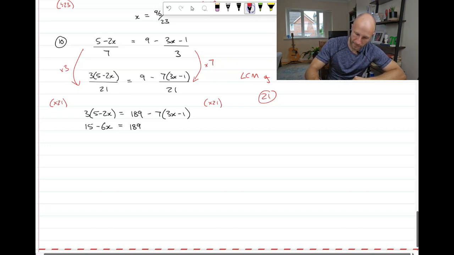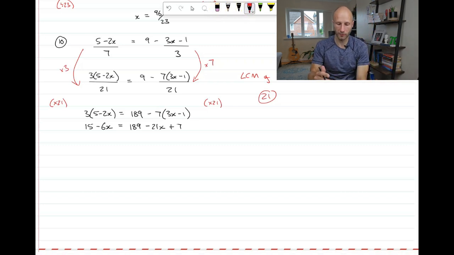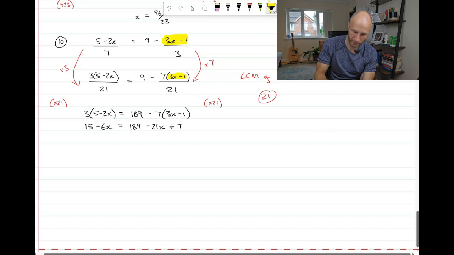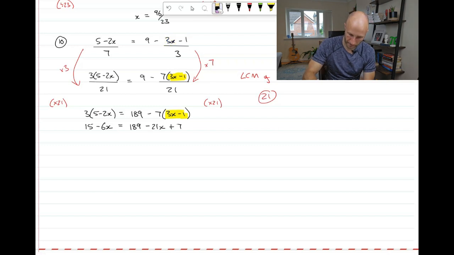But this, I'm going to get minus 7 times 3x. Be careful with those brackets. And I'm going to get minus 7 times minus 1, which actually gives me plus 7. So be very careful, and that minus sign catches so many people out, because it's going to make both little bits of this the whole way through. It's going to make both of those bits negative. So that's where brackets are so important when I do this.